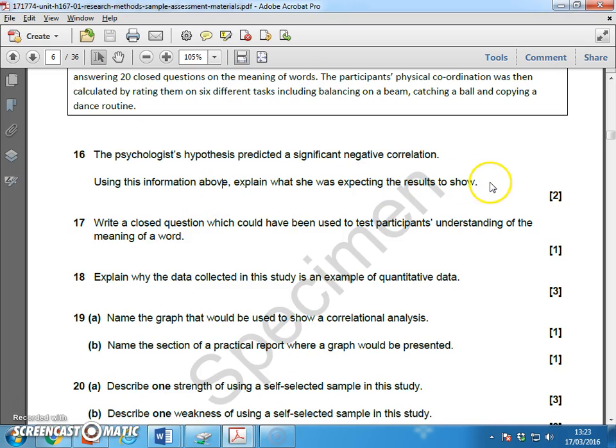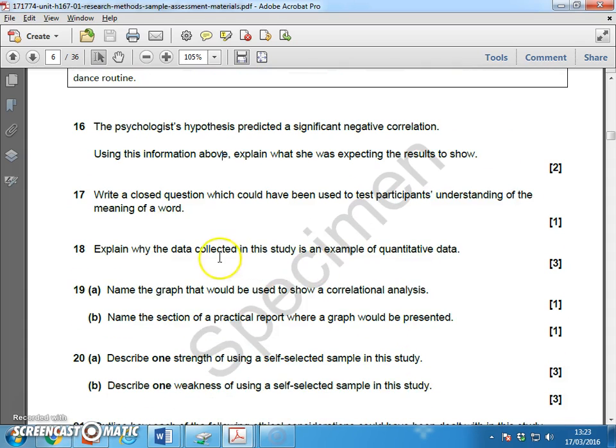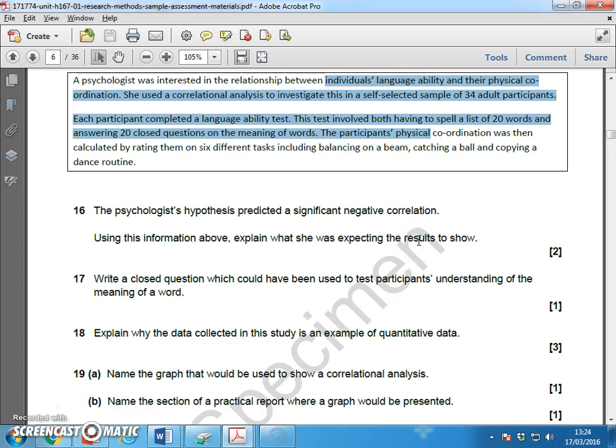Using the information, what is she expecting the results to show? The key thing in all of these, because they should be quite straightforward if you have revised, is underline the key words, okay? Explain what she was expecting the results to show. You've got to explain what she means by negative correlation, okay? Now, a negative correlation is as one variable increases, the other decreases. But you must relate it back to the scenario at all times.